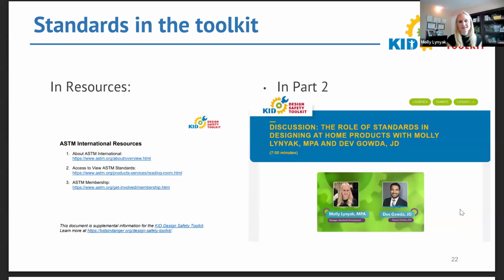I have to ask, as the standards nerd on the call. How did you incorporate standards into the discussion in the learning session?